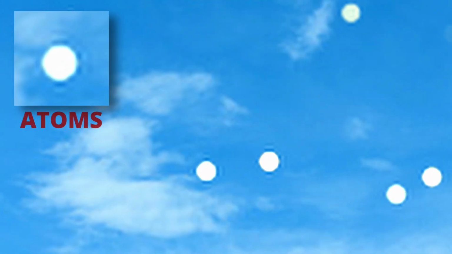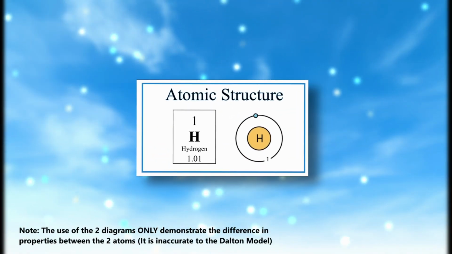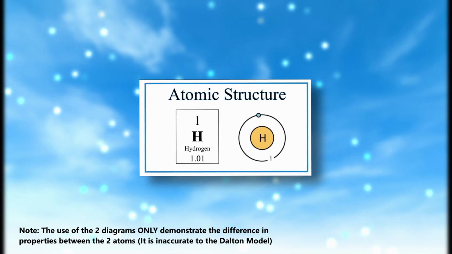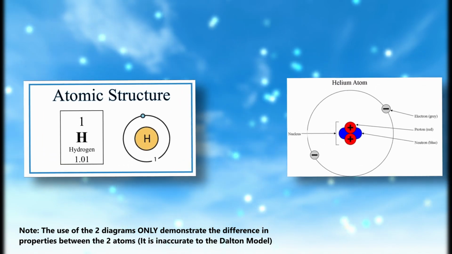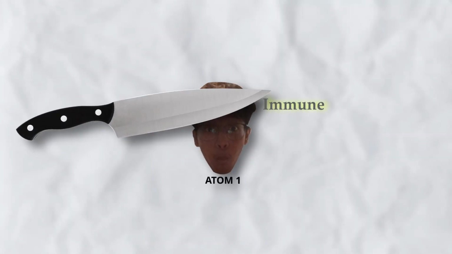In his original publication, The Atomic Theory, 5 main points were theorized. Elements are made from extremely small particles called atoms. Atoms of a given element are identical in size, mass, and other properties. Atoms of different elements differ in size, mass, and other properties. Atoms cannot be subdivided, created, or destroyed.